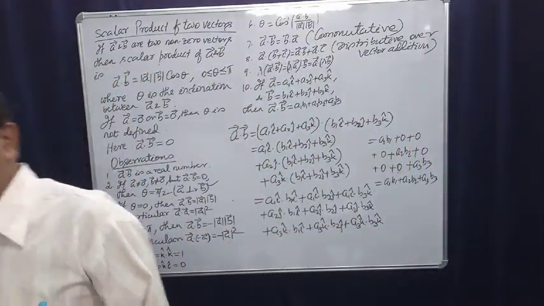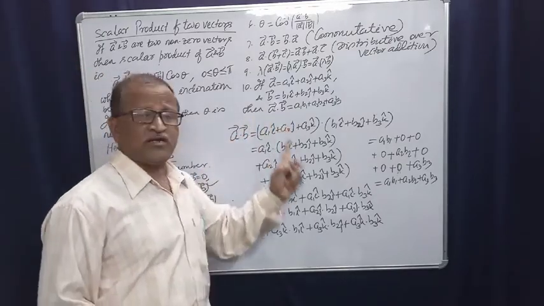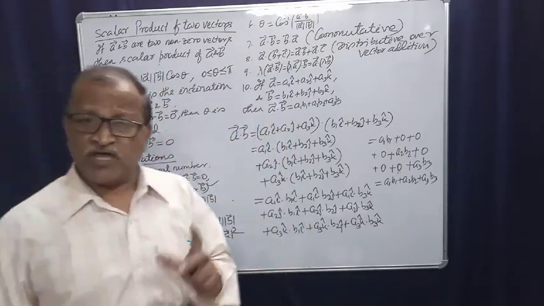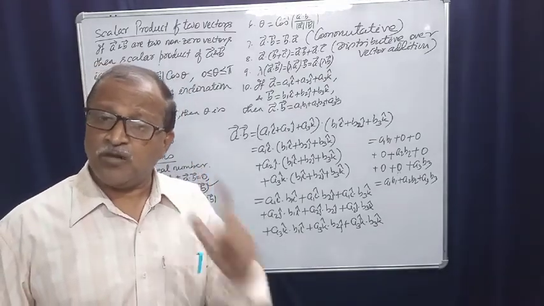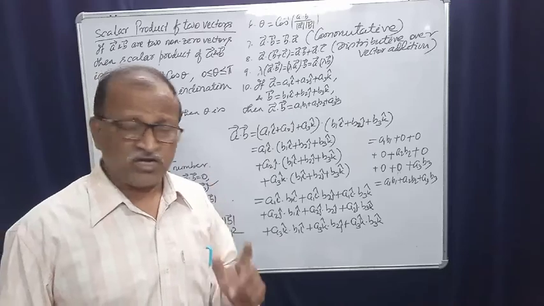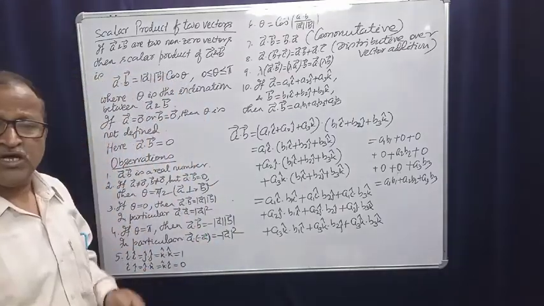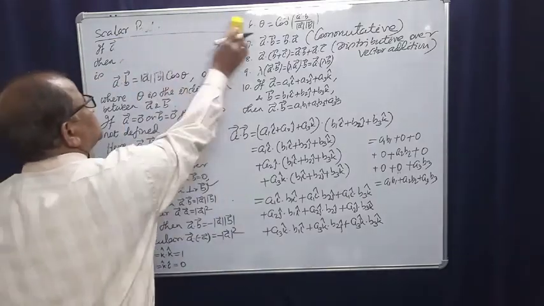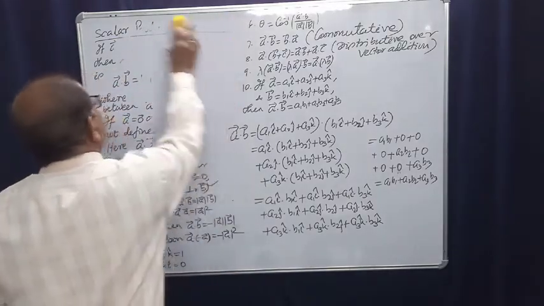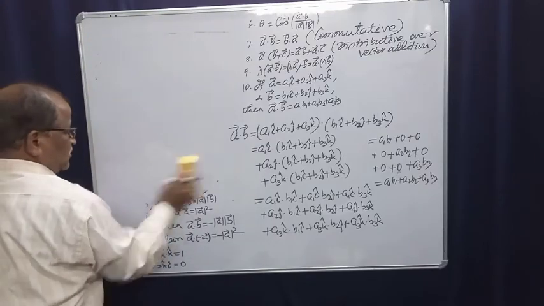So now it is very easy to find the dot product of two vectors if they are expressed in terms of their components. Suppose we take one such example. We'll discuss all the examples here.